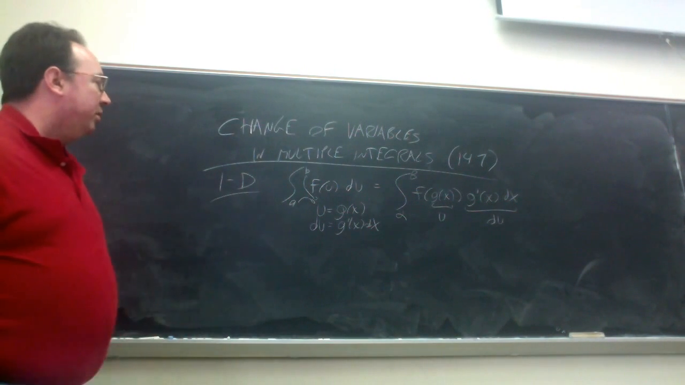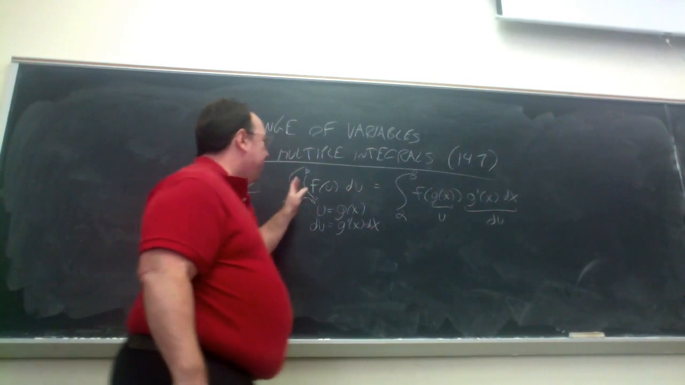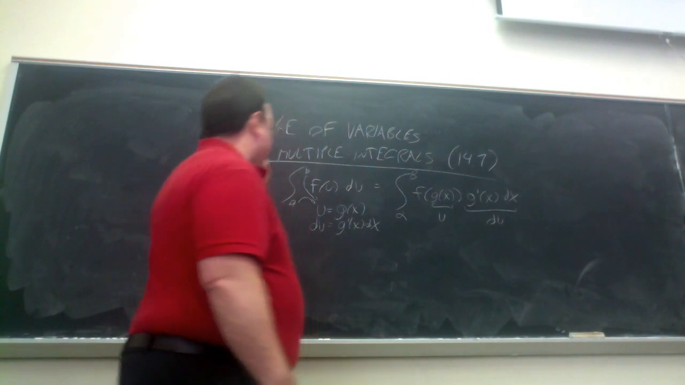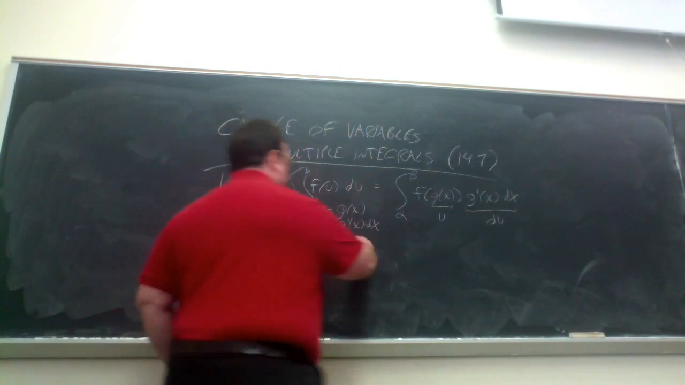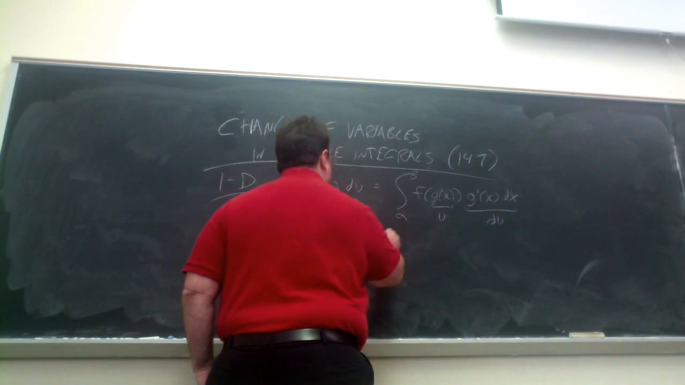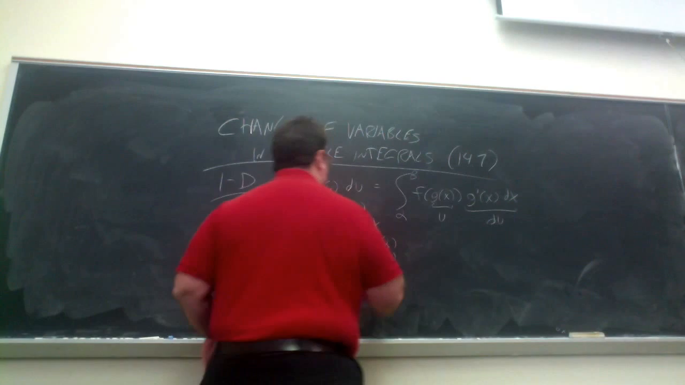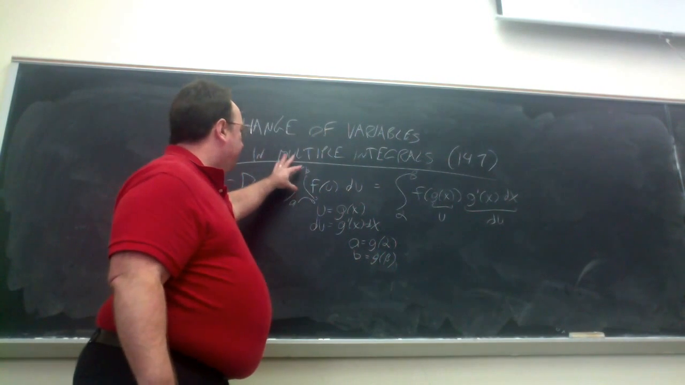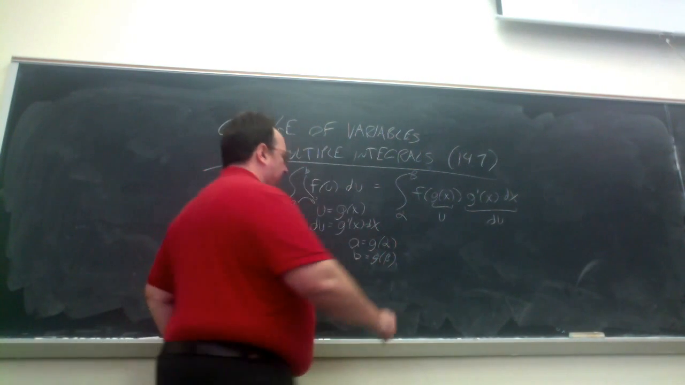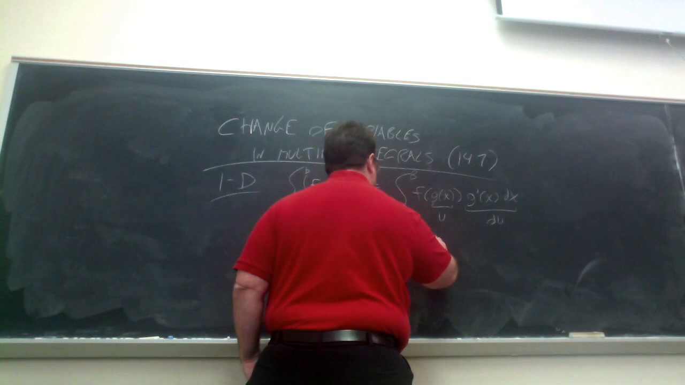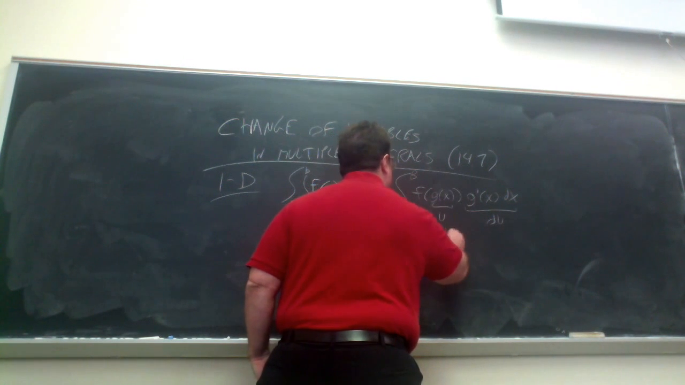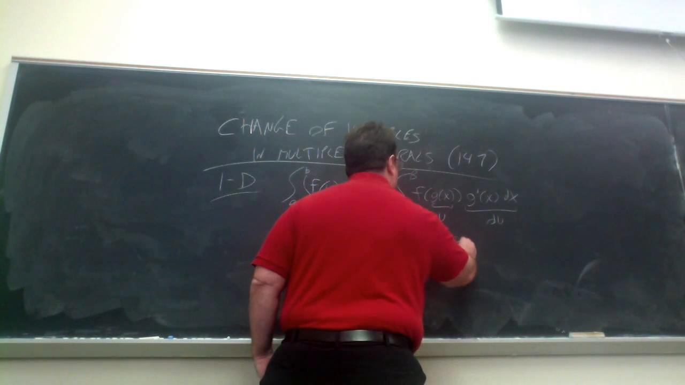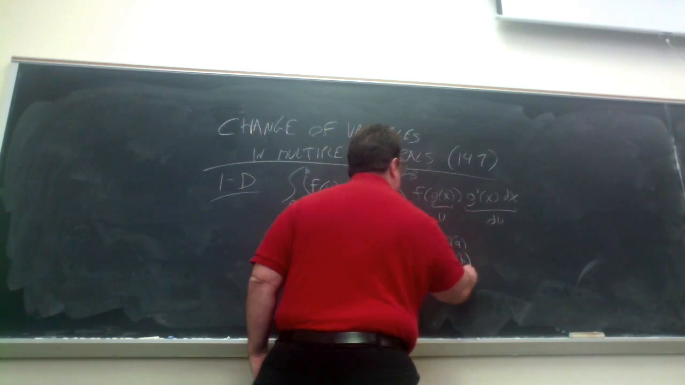And the way the limits work is if the limits a and b are u values, the limits alpha and beta are x values. So a is equal to g of alpha, b is equal to g of beta. So to go from these limits to these, you would invert these relationships. Alpha is equal to g inverse of a, beta is equal to g inverse of b.